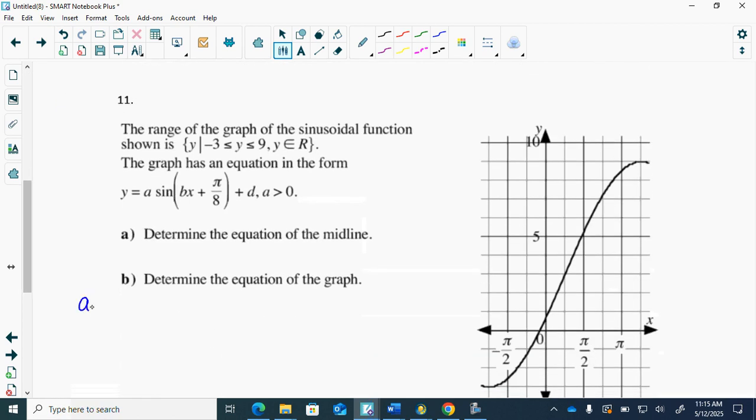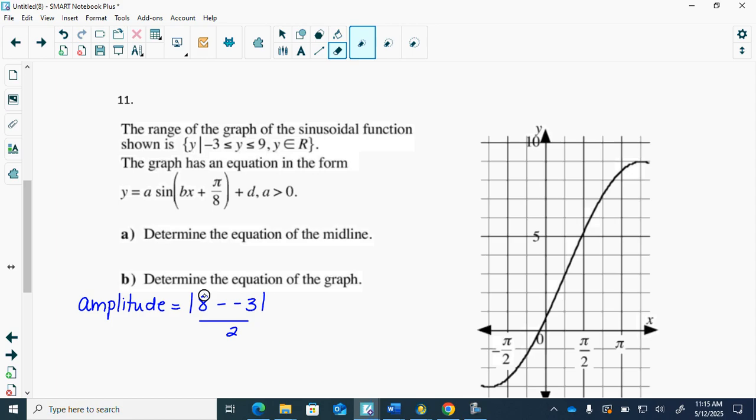Number 11. My amplitude equals the absolute value of 8 minus negative 3. Is it negative 3? Is that 8? 5, 6, 7, 8, 9. Try again. So it's going to be 12 divided by 2, which is 6. So that's how you get the amplitude from a graph.